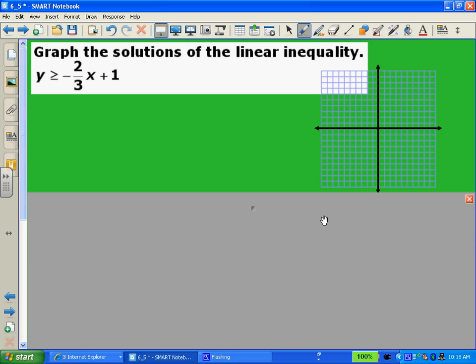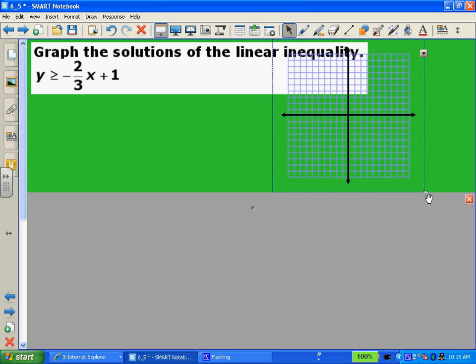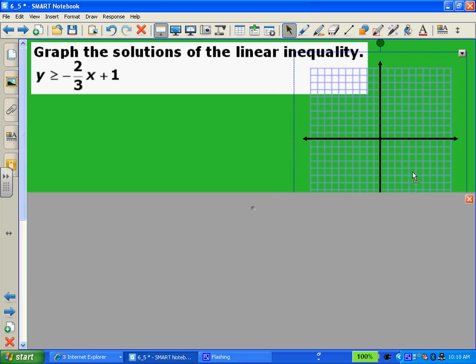So here's our first example. Now this one's nice because it's already in slope-intercept form here. It's got y solved for, so I don't have to do that first step. So then my next step is to just graph this line.